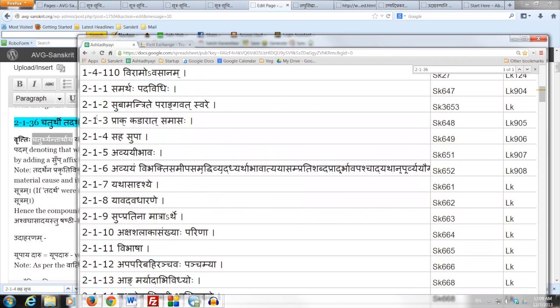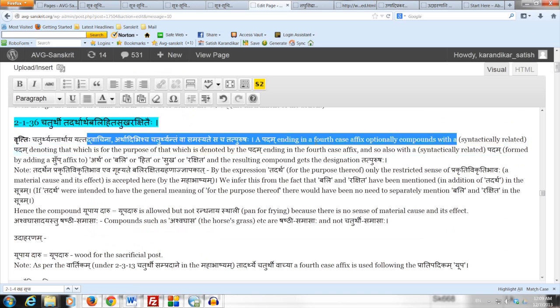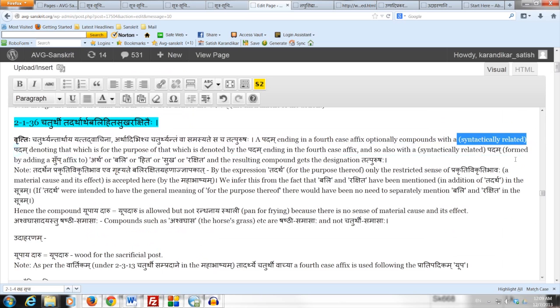Any Padavidhi, an operation involving one or more terms having the designation padam, has to be based on samarthyam. There has to be a syntactic relationship between these terms in order for the rule to apply. That's why we say syntactically related padam.